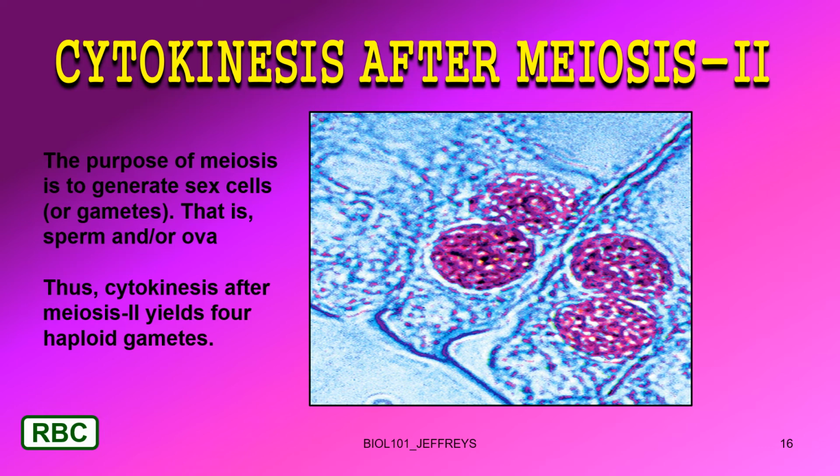And so after meiosis 2, you have 1, 2, 3, 4 nuclei, even though we don't see clear separation of cells quite yet here, we do see 4 clearly differentiated nuclei. That tells you there are 4 new granddaughter cells there that we've just made. So the purpose of meiosis is to generate sex cells or gametes, sperm or ova, or sperm or eggs. And so after cytokinesis of meiosis 2, we get 4 haploid gametes. So after cytokinesis, meiosis 1, we get 2 haploid daughter cells. After meiosis 2, cytokinesis, we get 4 haploid granddaughter cells, and we call those sperm on the male side, ova on the female side.